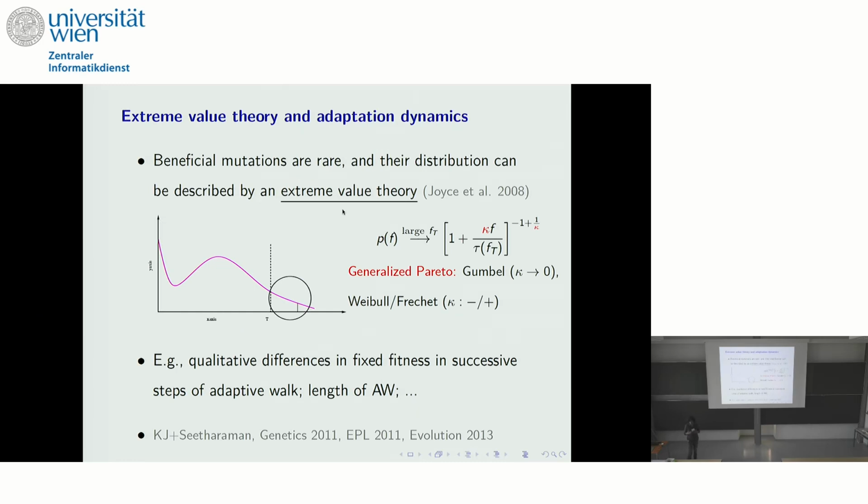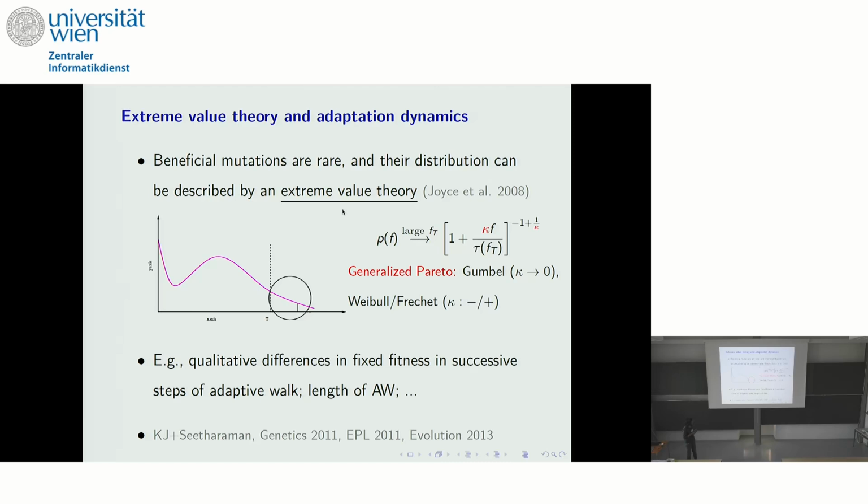The basic idea was the following: there is a distribution of fitness effects. For example, mutations come in 3 flavors: beneficial, deleterious, and neutral ones. The beneficial ones are rare, while neutral and deleterious ones are much more common. Because they are rare, they are extreme events. That was the basic idea due to Alan Orr and other people like Joyce, who used extreme value theory to model the distribution of beneficial fitness effects.